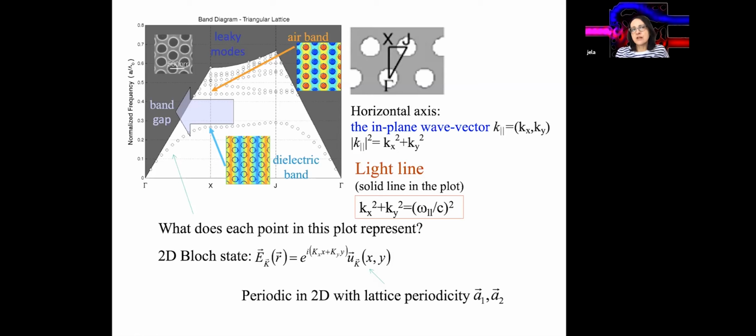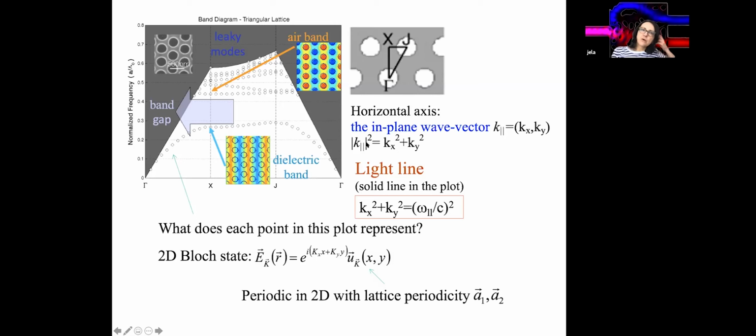If you are interested in propagation in a photonic crystal, you prefer to operate below the light line, because to be below the light line, you need to have kx squared plus ky squared less than (omega divided by c) squared, which means that you need to have kz, which is imaginary, right? And imaginary kz means evanescently decaying outside of the slab and total internal reflection confined. Is this making sense?